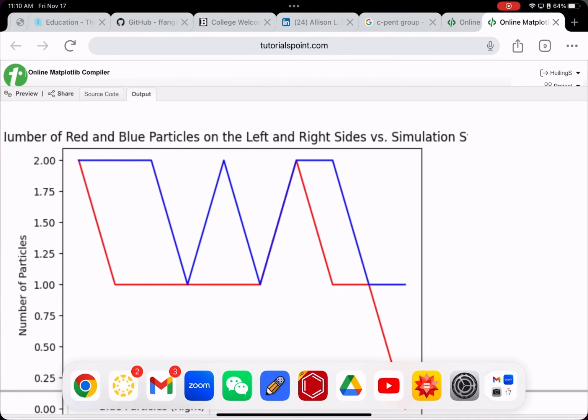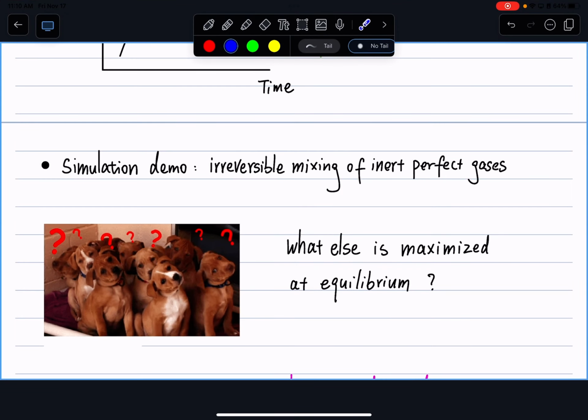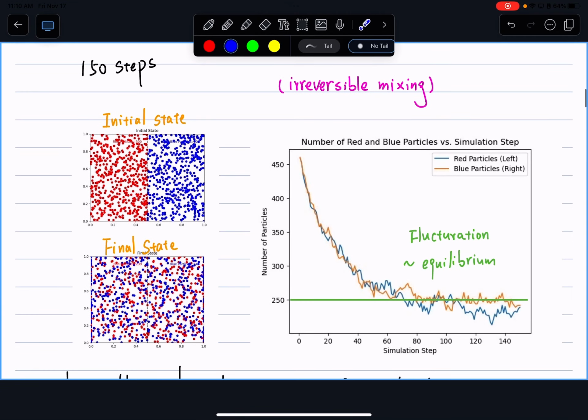What about we let that number of particles increase and we run that simulation with more and more particles? I did that simulation on our Hoffman supercomputer with 500 red particles starting on the left, 500 blue particles on the right. I let it run for 150 steps. It's a much longer simulation. And this is what we have.